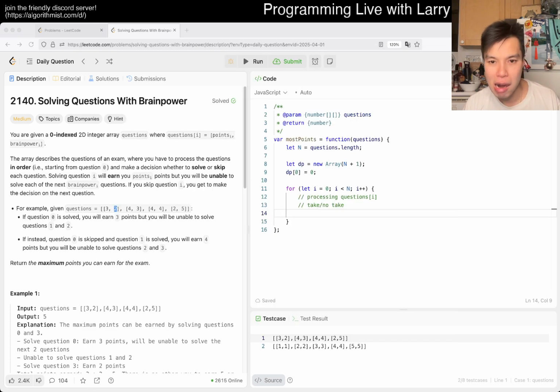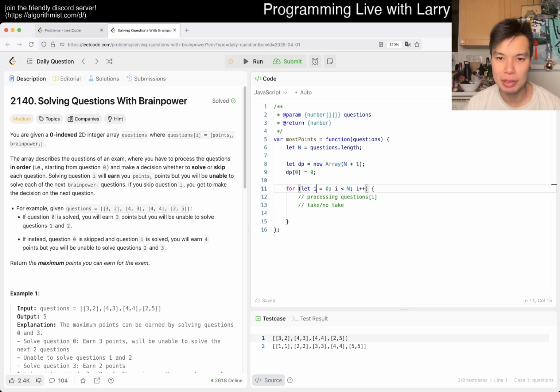Alright. So back to the problem, take, no take. So there are two things you can do as well. Sometimes people call it push pull dynamic programming. But the way that I want to do it is I just update the next node, almost in the shortest path kind of way.